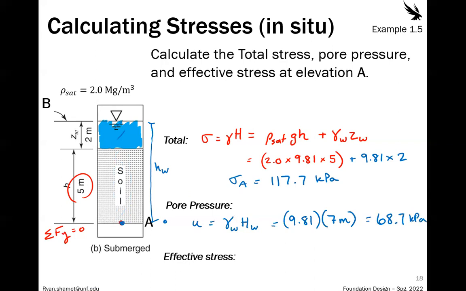That's going to be our pore water pressure. So as soon as we find the total pressure and the pore water pressure, we can find our effective stress. And then this is just equal to 117.7 minus 68.7. So 49 kilopascals.